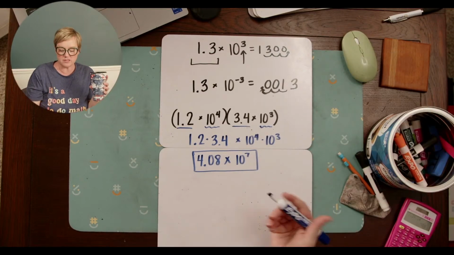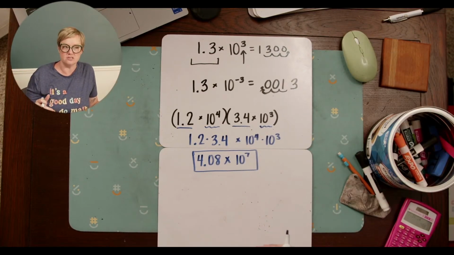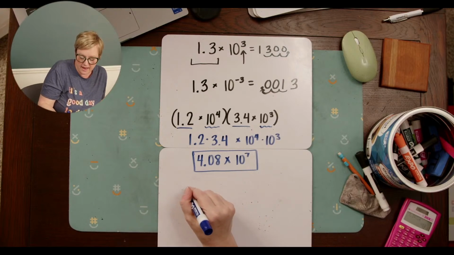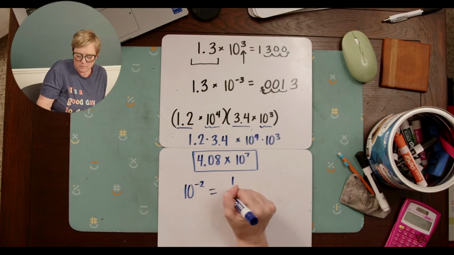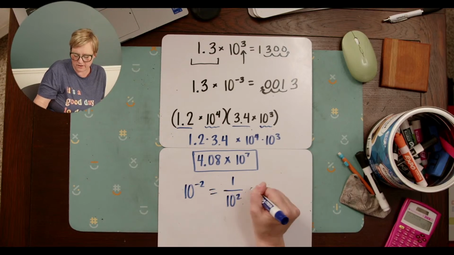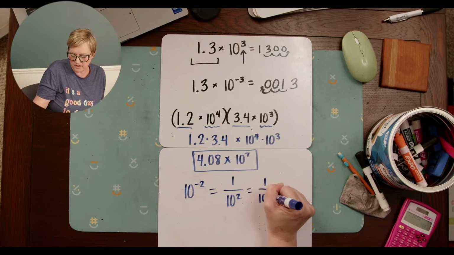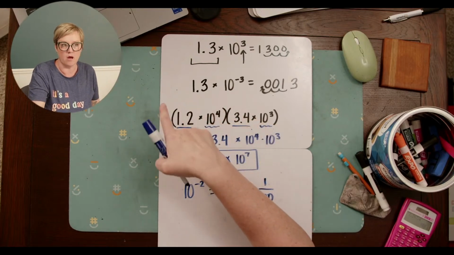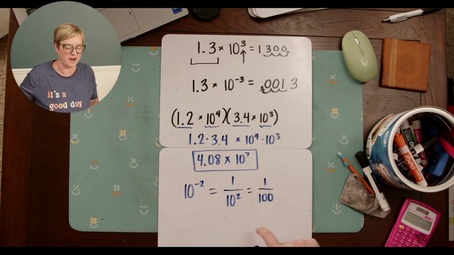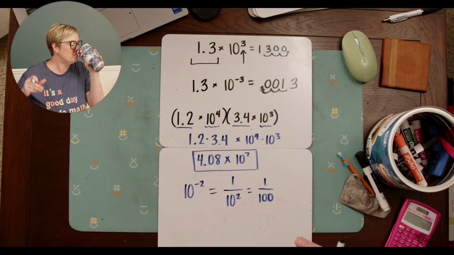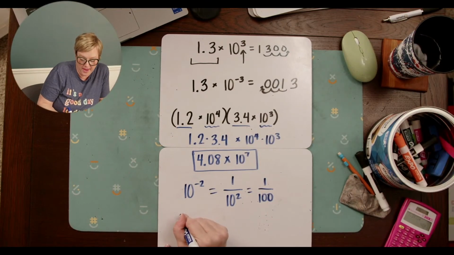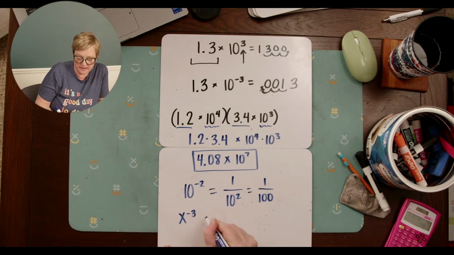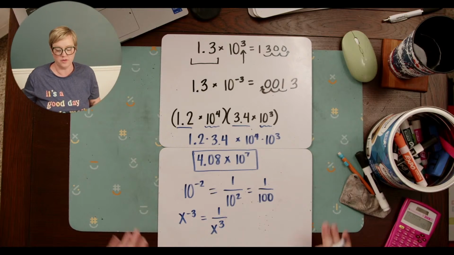So negative exponents, like I said, just drop it down into the bottom. Something like 10 to the negative 2 equals 1 over 10 squared, which is 1 over 100. That's why it makes a smaller number, because you're actually multiplying by this fraction. That works also with x to the negative third, which is 1 over x to the third.